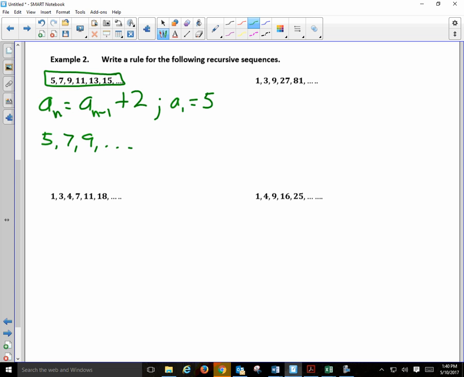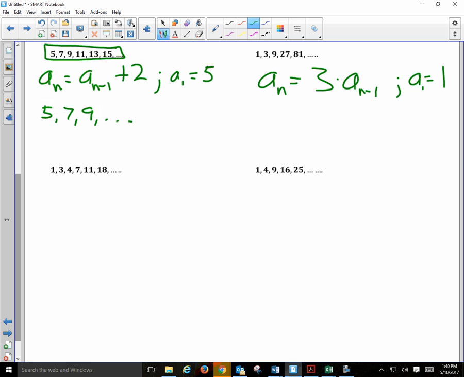How about this one? How do you get the next term? Multiply by 3. So a sub n, Braden, you said? Excellent thought, but we're going to do 3 times a sub n minus 1. And we have to tell them where to start. They're going to start at a sub 1 is equal to 1. Okay? How about the next one?